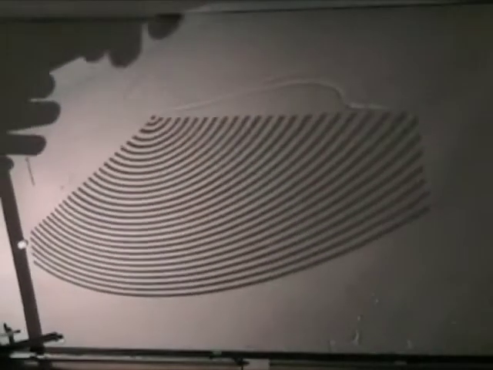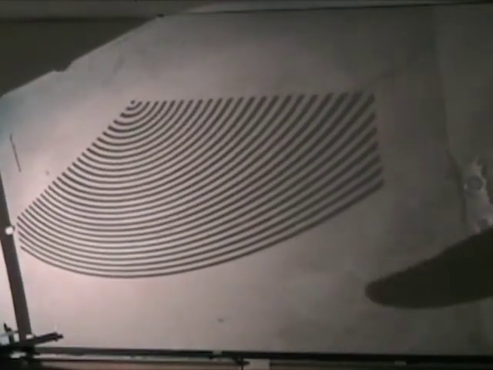So this is what... well, let's try this. So this is one source making waves. Those wave fronts travel away. Now what is happening when I'm adding a second source? That's what's happening.